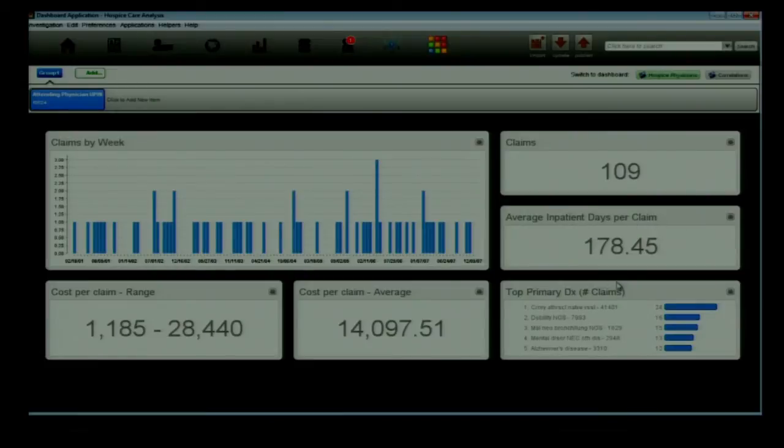I can see that number again, the number of days her patients typically spend in the hospital on hospice is very high at almost 6 months. And I go and see that her cost per claim is about $14,000. I don't really know if that's high or low at this point.